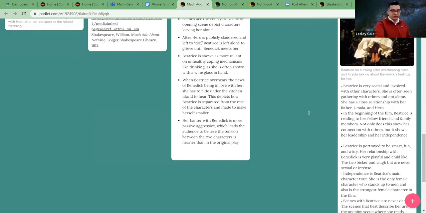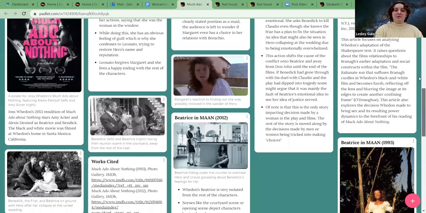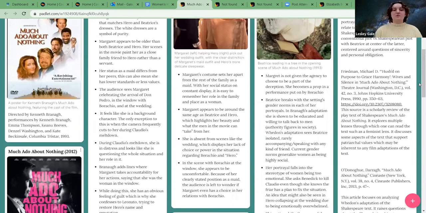So now I'll talk about Margaret and Beatrice in Whedon's version of Much Ado About Nothing. A lot of the differences in Margaret's character have to do with how she's physically shown. She has a maid costume, which is a constant reminder of her role in society and her role in this family. She doesn't fit in.